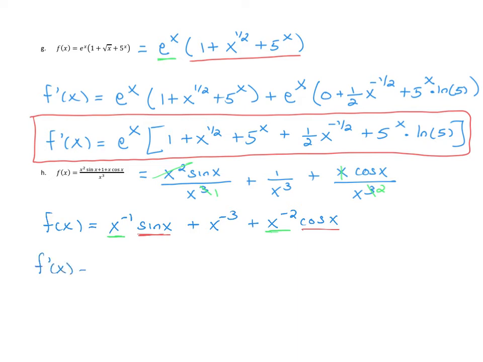F prime of x is equal to, okay, the derivative of the first is negative x to the negative 2 times the second, which is sine of x, plus, leave the first alone and multiply by the derivative of the second. I then take the derivative of the next piece, which is negative 3x to the negative 4. And now I have to use the product rule again. I take the derivative of the first. I then copy down the second. And then I add on, leave the second alone, but multiply by the derivative of the first, which is negative sine of x.